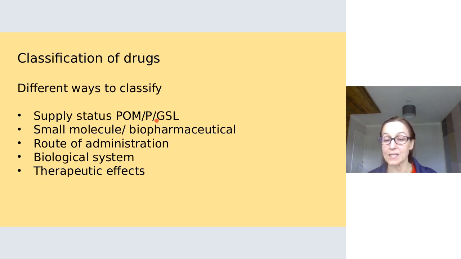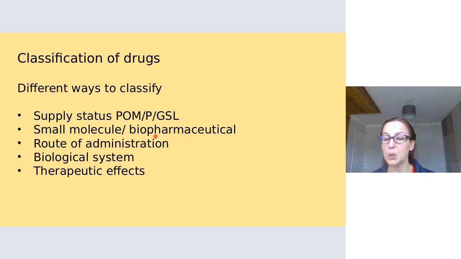So P and GSL, that makes up your over-the-counter medicines. If you're talking about an over-the-counter one, it's either a P or a GSL. That can cover those two. We can also talk about things as being either a small molecule or a biopharmaceutical. Most of the medicines you have out there are small molecules. So things like tablets, they'll be a small molecule and they'll be made by chemical manufacturing.